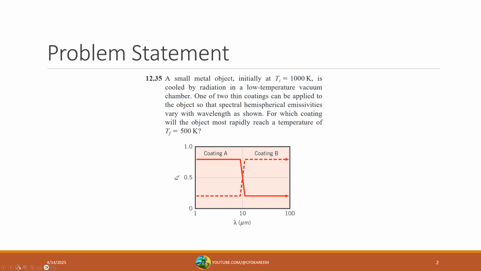And we're given this chart here that shows that coating A initially starts with a high emissivity, and then after 10 microns of wavelength, it drops to about 0.25. And then coating B is actually the opposite, where it'll start low, then jump back up.